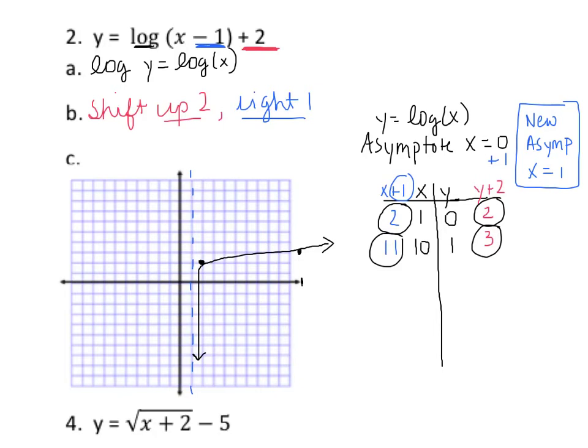Well, if we remember, our original key point was right here at (1, 0), and it did move to the right 1 and up 2, which would be now right here. Okay.